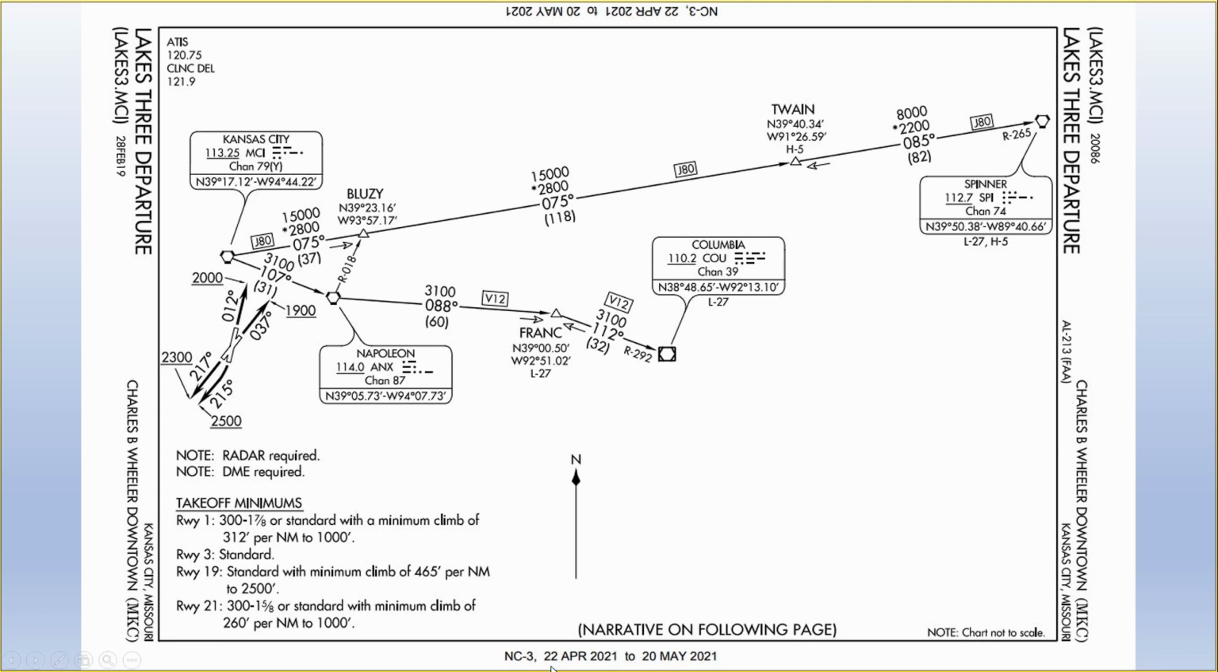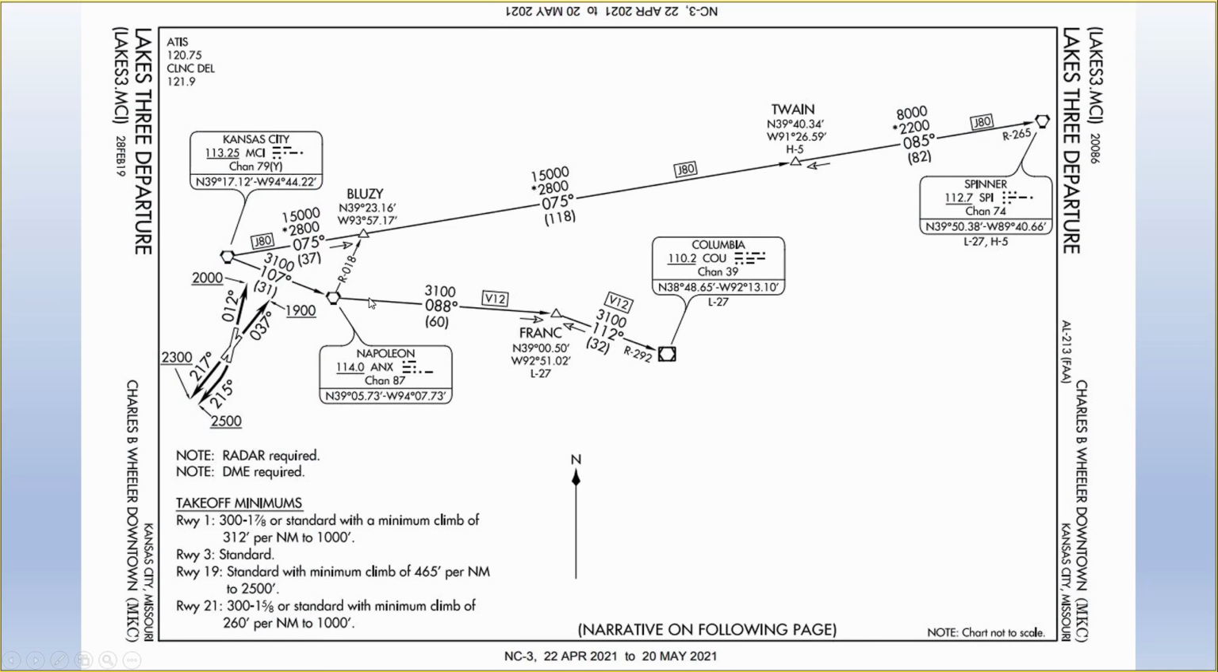So an example of this type of departure would be the Lakes 3 departure out of Kansas City Downtown Airport. One of the sample flights we'll do will be from Kansas City Downtown to Spirit of St. Louis Airport, and we're going to use this departure out of Kansas City Downtown. It has two pages. This is the first page, which shows us the route, and then the second page gives us the route description, and that's what has our initial climb procedure.